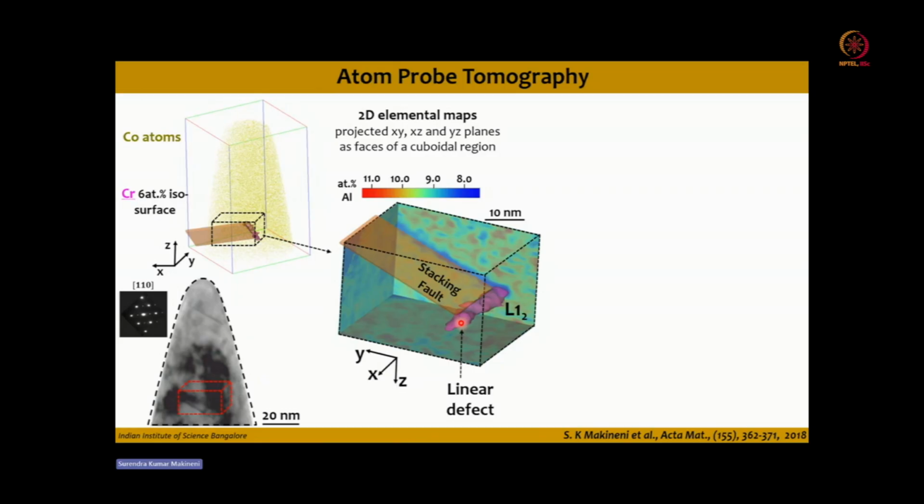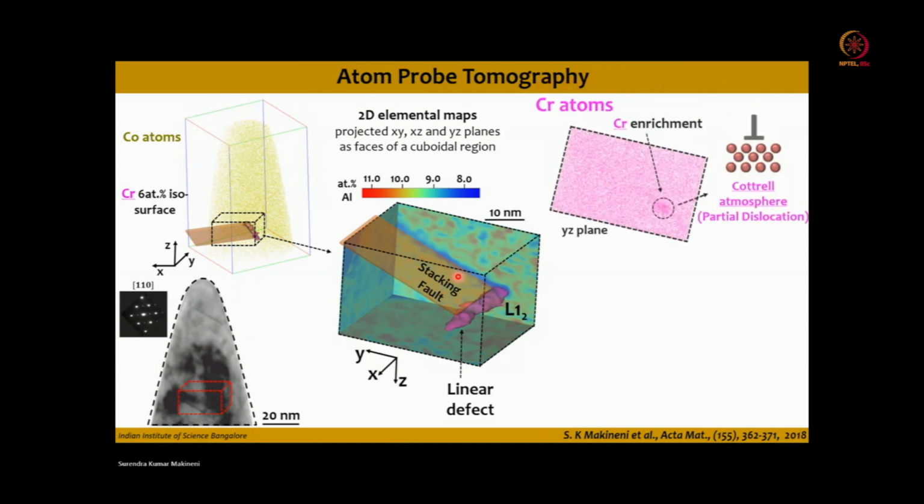So this is the first time we have shown that the chemistry of the stacking fault and the partial defect is different. Okay, so here this linear defect is a partial defect which is chromium enriched, while the stacking fault is aluminum depleted. Now you have a complete picture of the three-dimensional composition analysis of this particular defect.